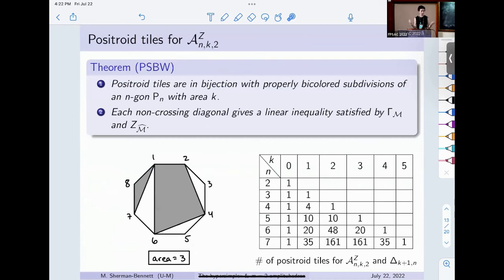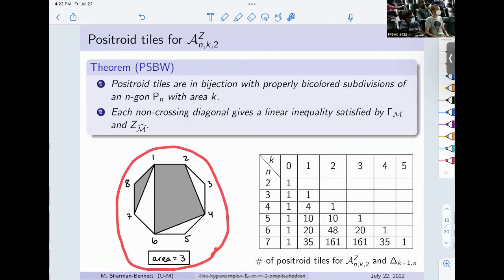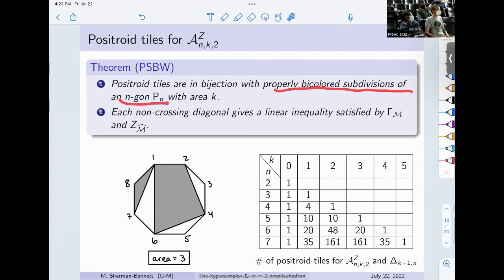Okay, so how do we show this bijection between positroid tiles? Well, we show that both sets are in bijection with a different set of combinatorial objects. The combinatorial objects in question are pictures that look like this. They're properly bicolored subdivisions of an n-gon with area K. A subdivision of an n-gon means I've taken an n-gon and laid down some diagonals to break it up into smaller polygons. The properly bicolored part means I've colored the smaller polygons black or white, so that no polygons of the same color share an edge. And this area statistic is just telling me how much of my polygon is covered in black. From such a picture, I can read off both M and M hat. This is how we prove that T-duality gives the bijection.